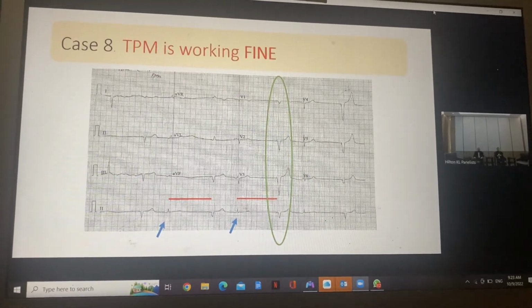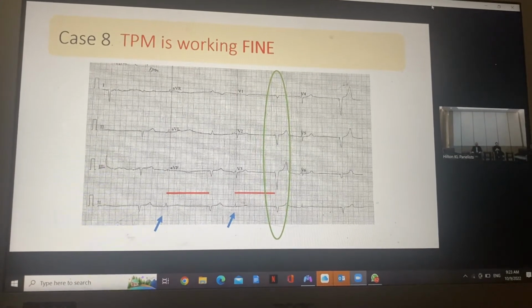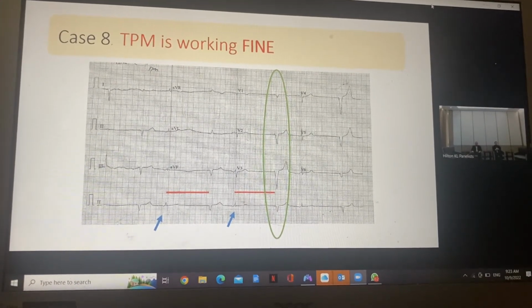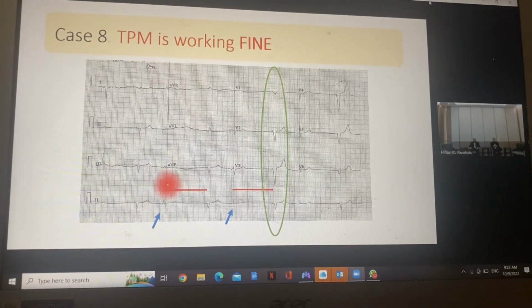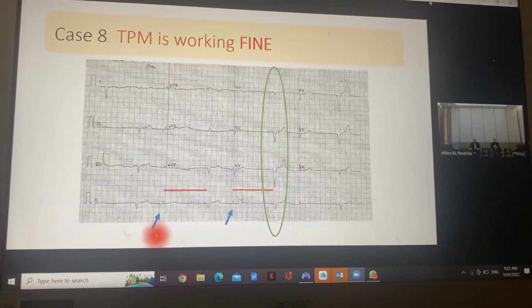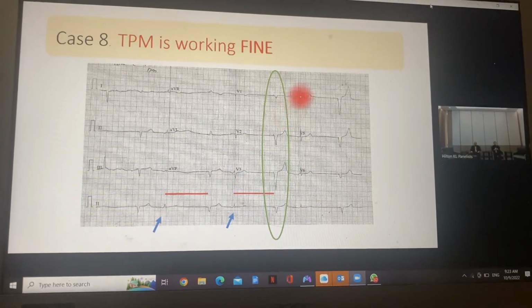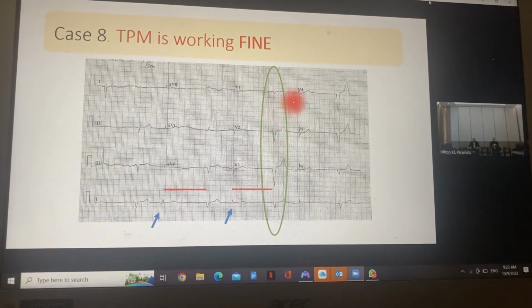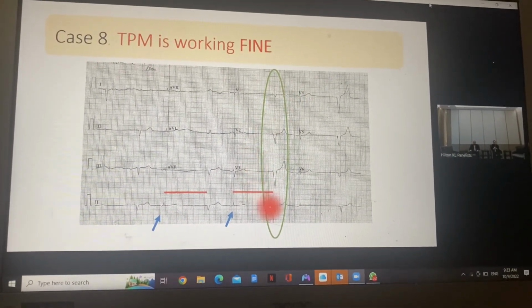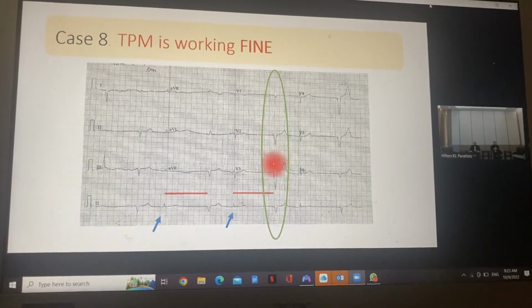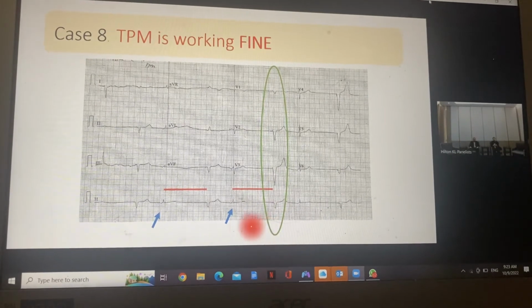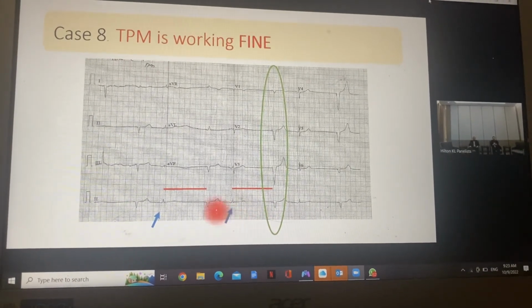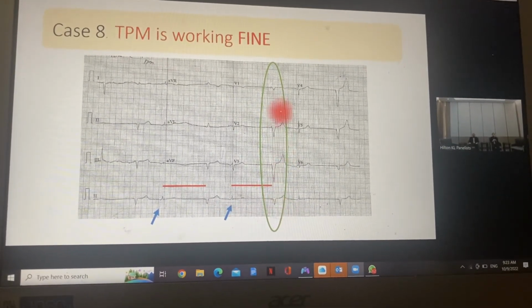So, question number 8. This is someone who came with syncope and then proceeded with a temporary pacemaker, and the temporary pacemaker is actually working fine. The thing I would like to highlight here is that it is demonstrated with two types of morphology. The first one, as demonstrated with the green circle, you can see that it's a left bundle branch morphology. And look at lead 2, it is almost different compared to the one I highlighted with the blue arrow. So this is actually a paced beat.